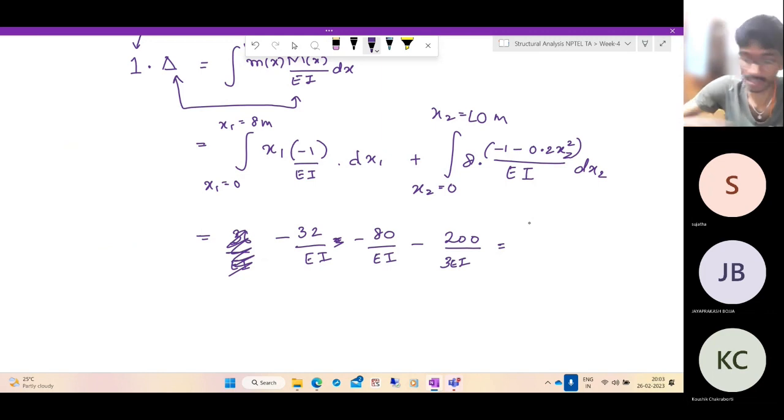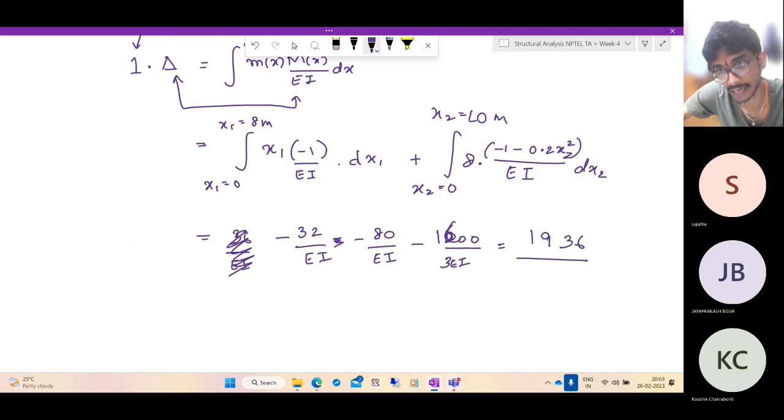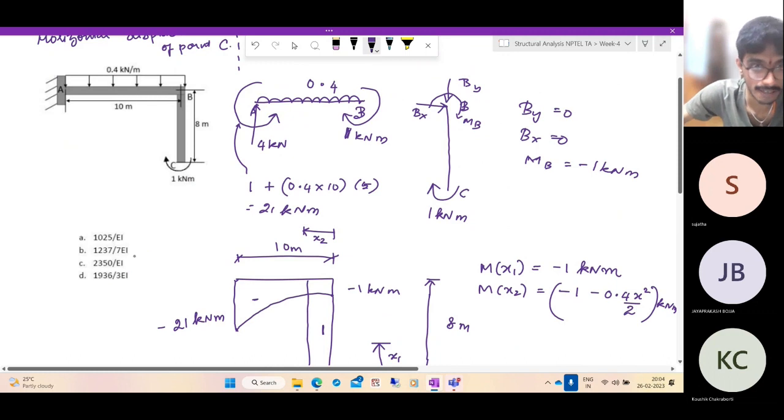So if you compute what this value is, you get 32 plus 80 is 112, plus 200 by 3. Not 200, 200 multiplied by 8, so here you have 1600. So you get 1936 by 3. So it is option D.